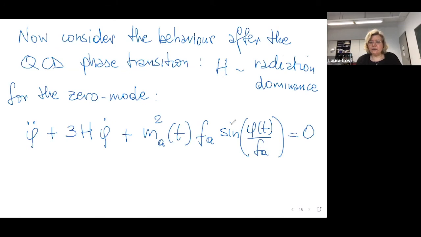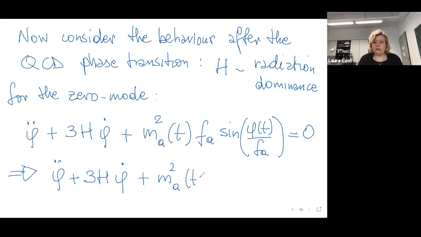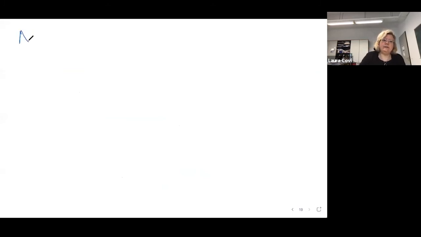Now solving it for a sine is not so easy. So usually what one does is to expand it to keep only the quadratic term. And we get, again, a harmonic oscillator type of equation, only that here H is time dependent. And here we have also a time dependent mass, because during the phase transition, the mass will not be constant, it will grow with a particular behavior with temperature, for example. And indeed, one can look a little bit at what this mass does, so we need the behavior of the mass.